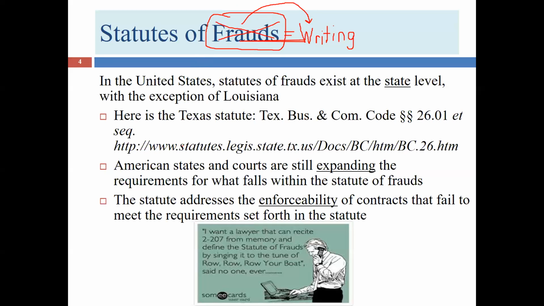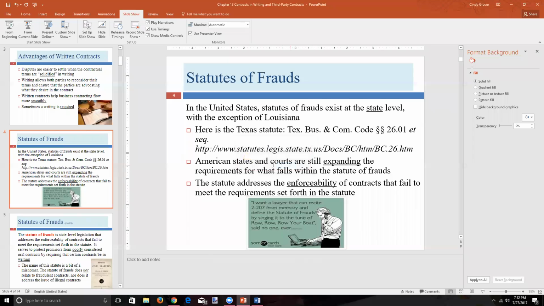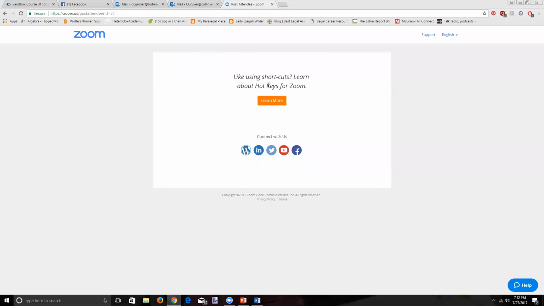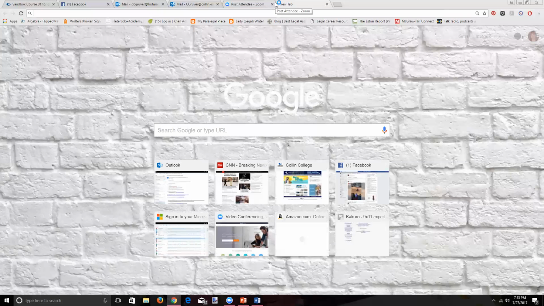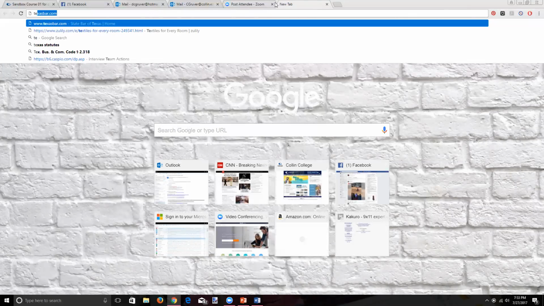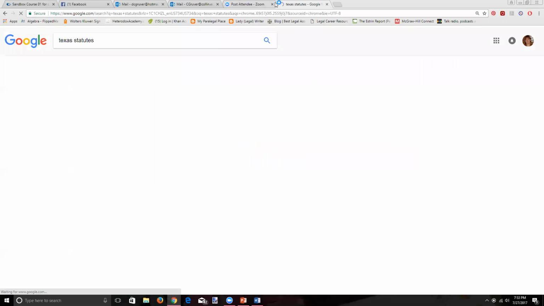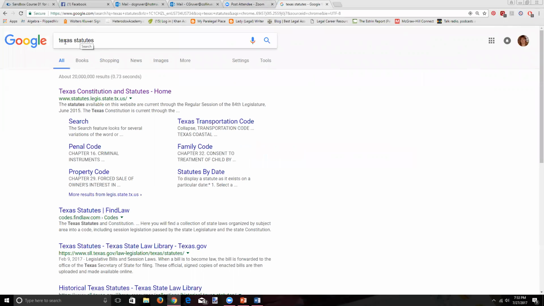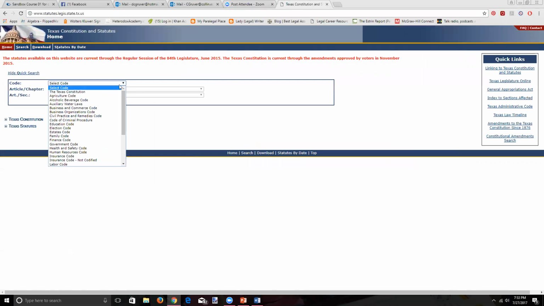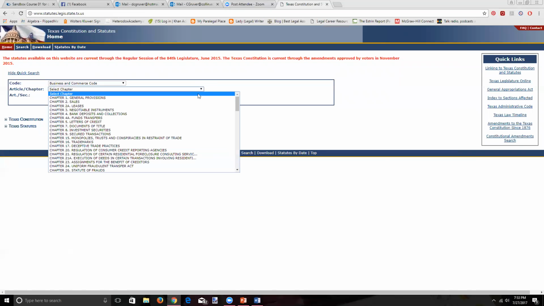Let's go ahead and look at our statute of frauds in Texas. So I'm just going to flip on over to Texas statutes. This will be the first hit. Whenever you're interested in finding Texas statutes, just type in Texas statute. It'll be the first hit. Then I'm going to select the Business and Commerce Code, which is where our statute of frauds resides. And then as I look down here, I'm going to be able to see it's Chapter 26, Statute of Frauds.